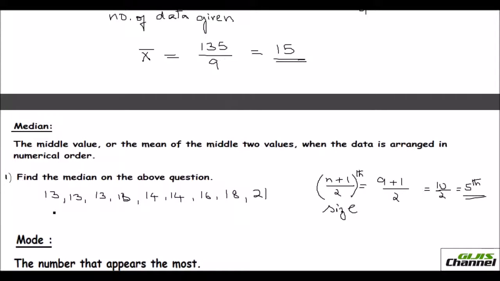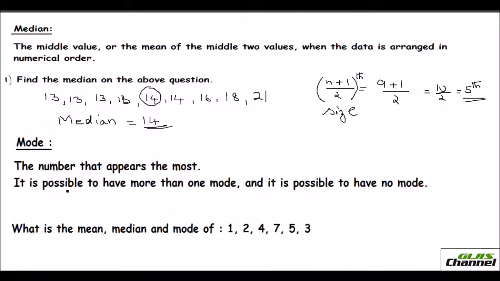So from the beginning you just go like 1, 2, 3, 4, 5. So 14 is your median, the middle term. So you can see 4 numbers to your left and 4 numbers to your right, and this 14 is the middle term. So you can say that median is 14.